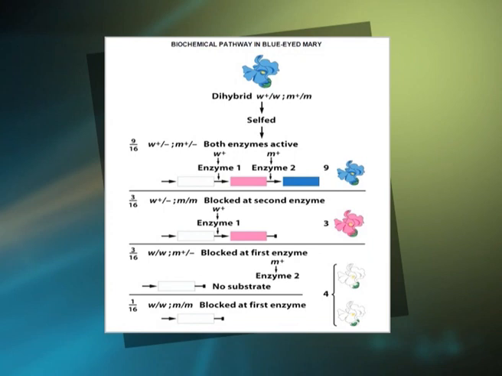And in the third case, 3 white flowered plants are produced, wherein the genetic composition is M plus. Therefore, the enzyme 2 is synthesized over here, and there is no production of flower color, and the flower remains as white. And in the last case, only a single white flower is produced, and here no enzymes are produced because W plus as well as M plus are absent. As enzymes are absent, no substrate conversion takes place and the flower color is white.